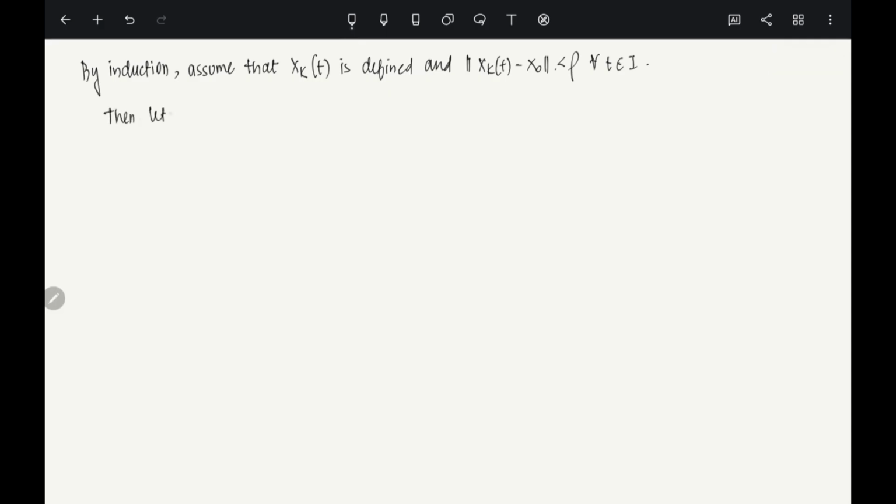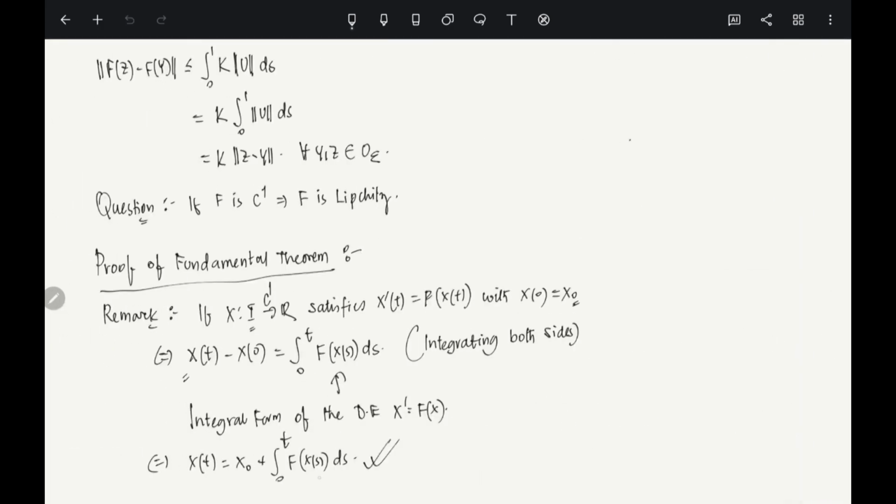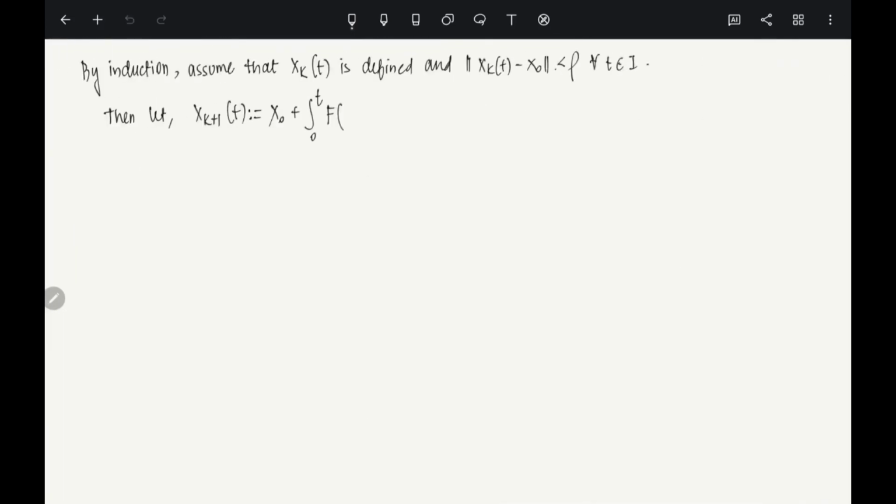So then let us define xk plus 1 of t as x naught plus the integral from 0 to t of f of xk of s ds. This is our definition of the k plus 1 Picard iterate. I want this to converge to the solution, so I will use the earlier function which is available to us, which is xk in this case. Clear?